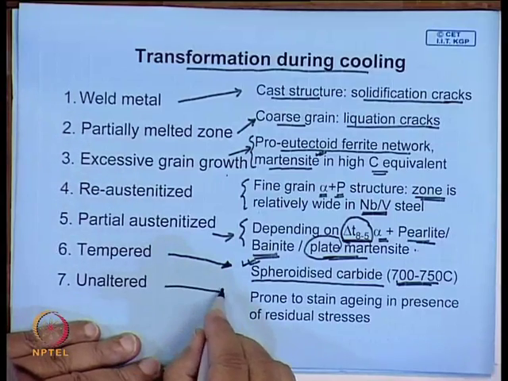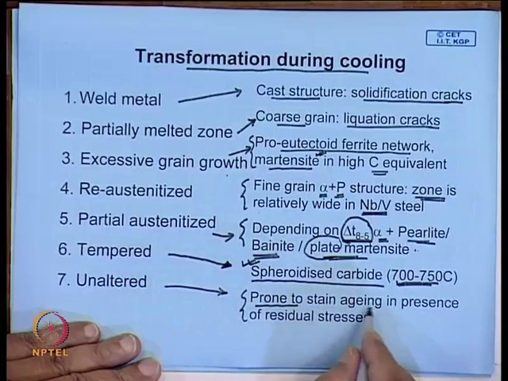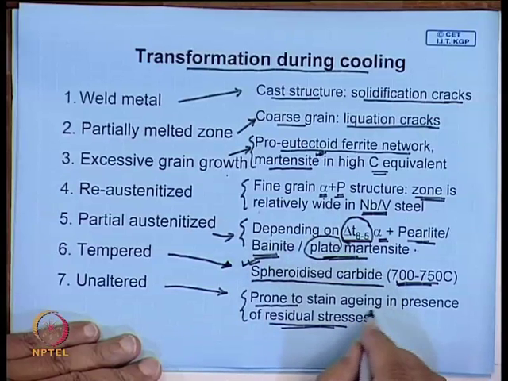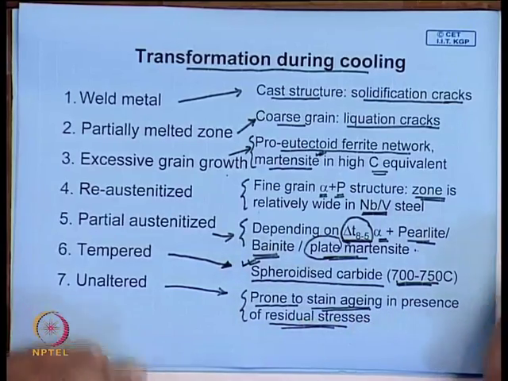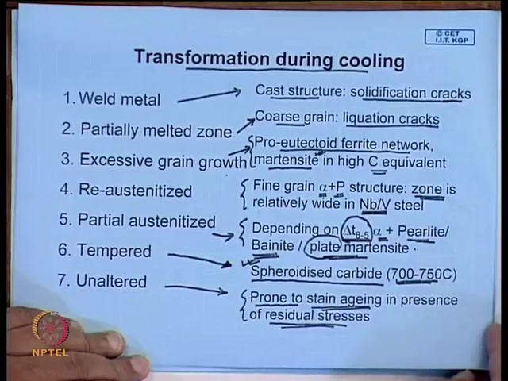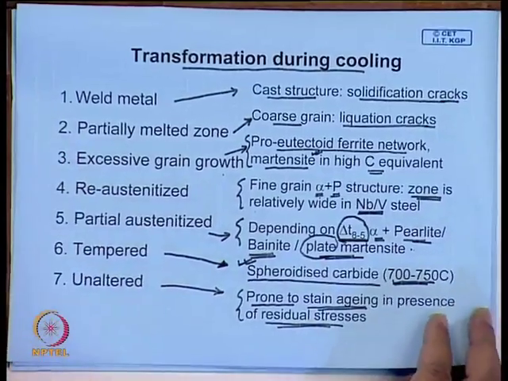And after that you have this unaltered zone, but since the temperature goes up, if there is a prior cold work or there are residual stresses, it is quite likely that these interstitial atoms can move to certain preferred sites, the dislocation sites, and pin them. This is called strain aging, which increases the strength and also decreases its toughness. It makes it brittle and prone to fracture. So, these are the likely transformations which are possible in the heat affected zone.